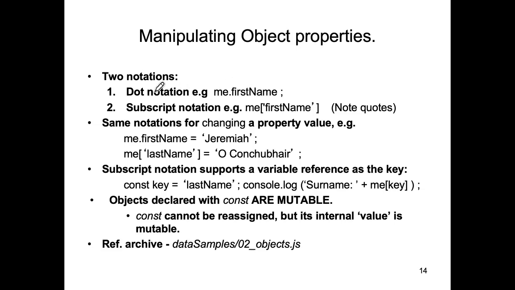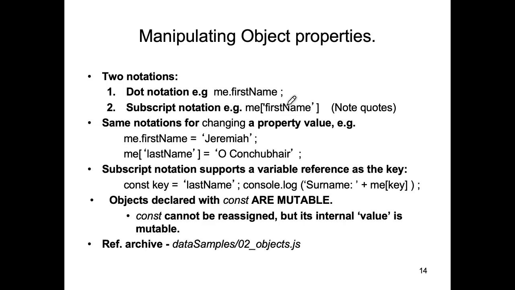In some cases, you have to use one of the notations and you can't use the other. And that typically is where you have to use the subscript notation and you can't use the dot notation. We may come across an example of that in a while. But the subscript notation looks like this. We're using the subscript symbols, if you like, the square brackets.